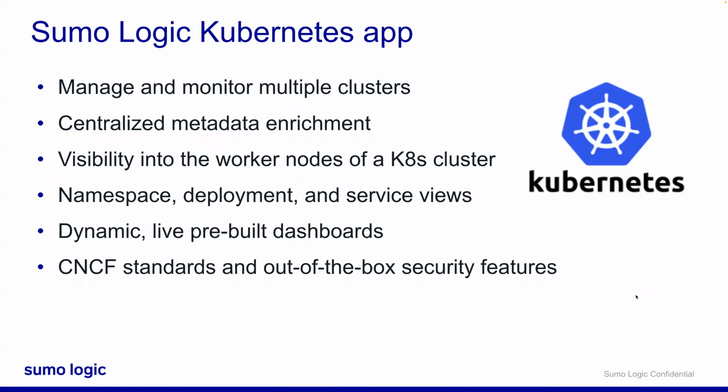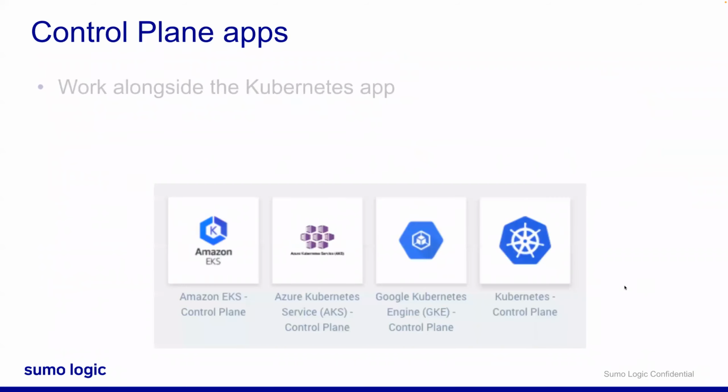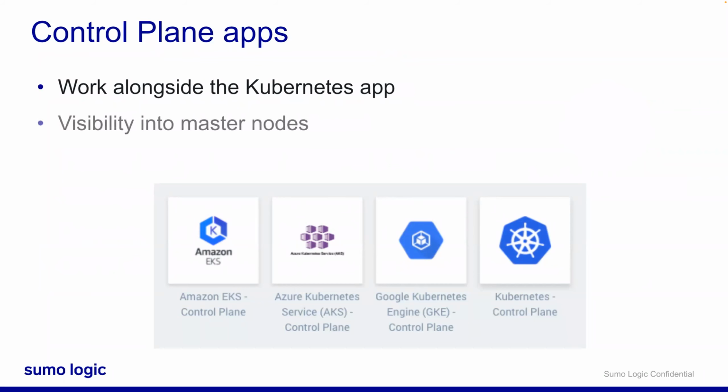Now, there are other apps that are associated with Kubernetes, and these are called control plane apps. And they have a few features in common. All these apps are going to run alongside the Kubernetes app. And so what you can do is use both a control plane app and the regular Kubernetes app to maximize your visibility into your cluster.